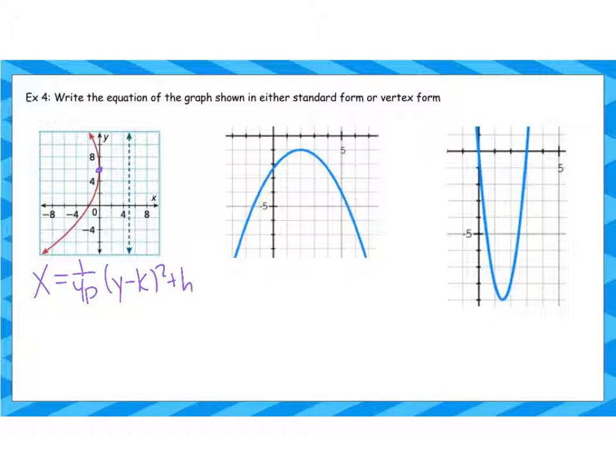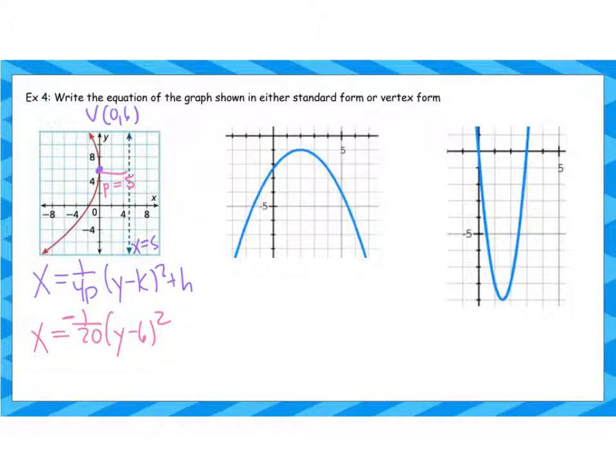Well, I can see the vertex. The vertex is 0, 6. I can see the directrix. The directrix is x equals 5. So since I know the vertex and the directrix, that means that the p-value is 5. So my equation then would be x equals 1 over 20. And since it opens left, negative y minus 6 squared. My h value in this case is 0, so I can just leave it there.